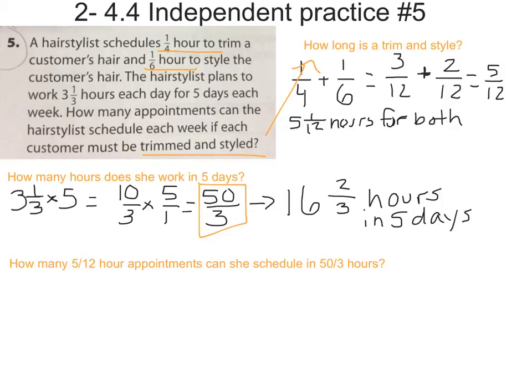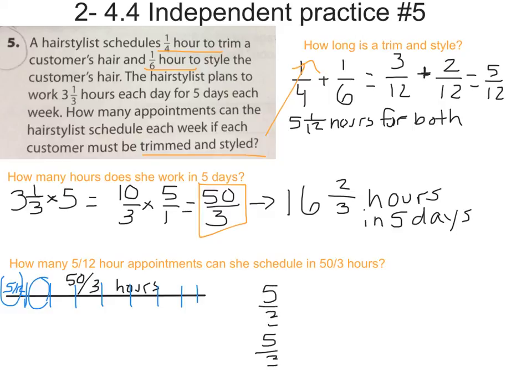So now I want to answer this last question, because this is the question I need to know. How many appointments? So how many 5/12 hour appointments, which we calculated right here, is both trim and style, how many of those appointments can she schedule in her 50/3 hour week, which we had here? So we want to try to find, if we look at it visually, how can we chop up 50/3 hours into groups of 5/12.